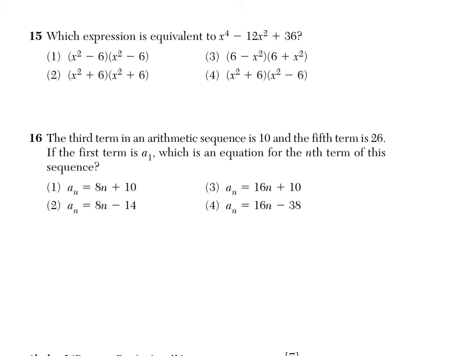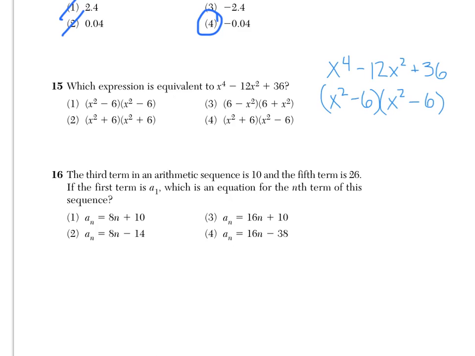In question 15, the easiest strategy is to graph this polynomial and graph 1, 2, 3, and 4 to see which of these answer choices is the same graph as the original. But let's talk about factoring. We need to find two numbers that add to -12 but multiply to 36. These just so happen to be the same exact number, -6 and -6.